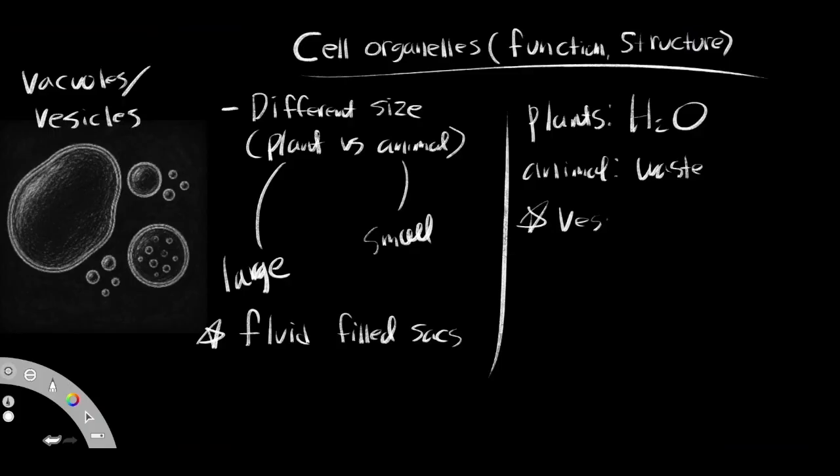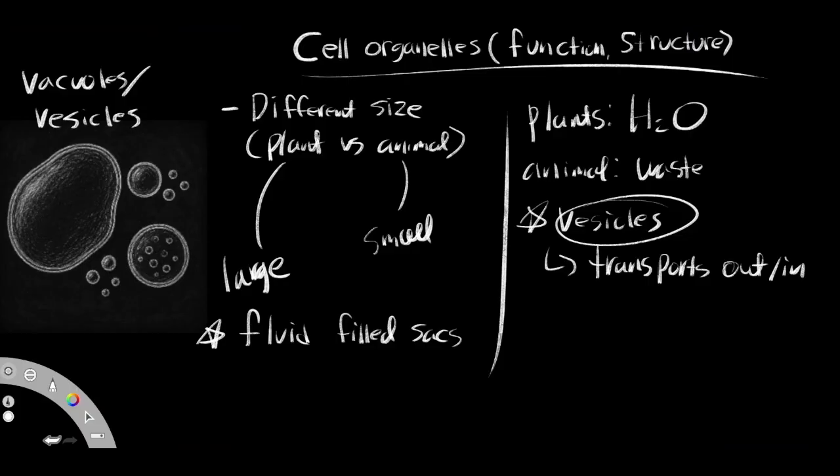For the vesicles, please remember that they're the only one that actually transport materials out of the cell or inside the cell. Okay, out of the cell or in the cell. And we're going to be learning more about endocytosis, exocytosis, pinocytosis, phagocytosis, all of this stuff, and which types of molecules can get in and which ones can get out. But just know that it's the vesicles that are going to be the ones doing that, not the vacuoles.